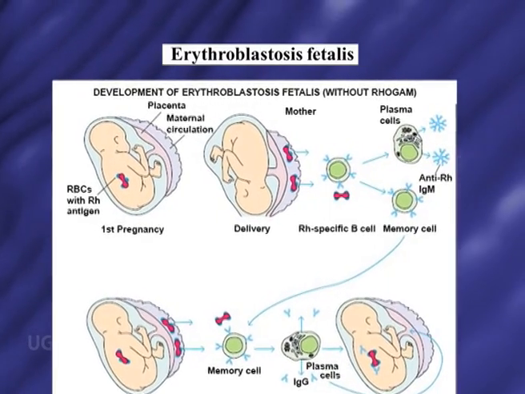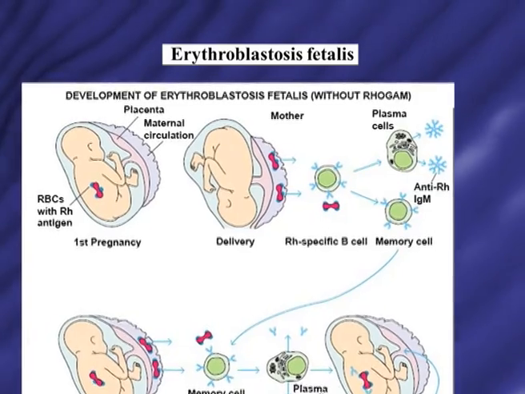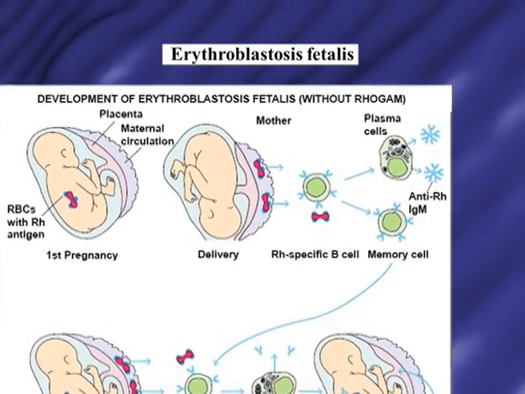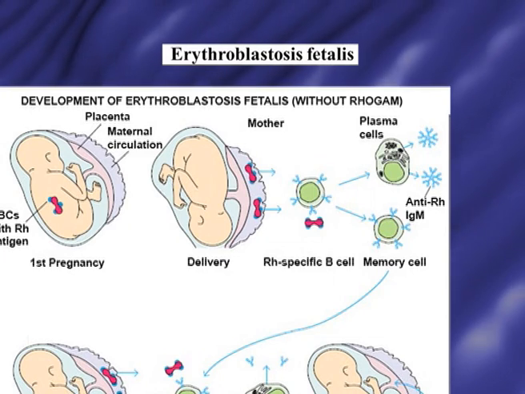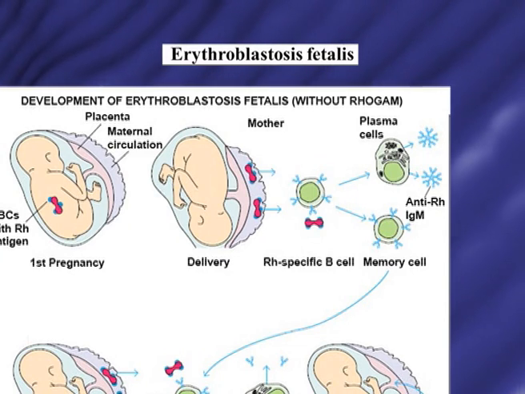It creates no problem, but during delivery some blood from the fetus enters the mother's circulation, and the mother's immune system recognizes the Rh proteins present on the fetal red blood cells as foreign and mounts an immune response, and plasma cells and memory cells are generated. The plasma cells secrete IgM antibodies which readily clear the fetal red blood cells, and memory cells are kept in the circulation.